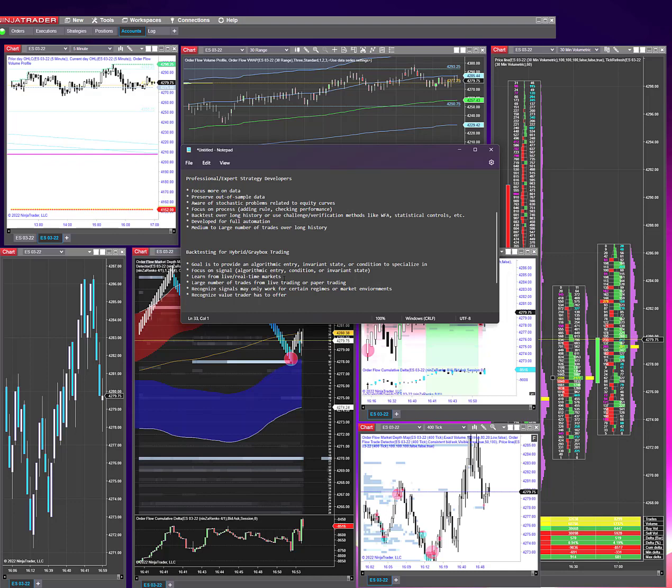And again, we recognize these signals may only work for certain regimes or market environments. And again, we have to recognize the value the trader has to offer for this to make sense. If we don't think the trader has anything to offer, then this method doesn't make sense, right? You have to have a certain mode of operation. It's okay, the trader has some ability to perform. They just need some structure to help them. And so these are the differences.